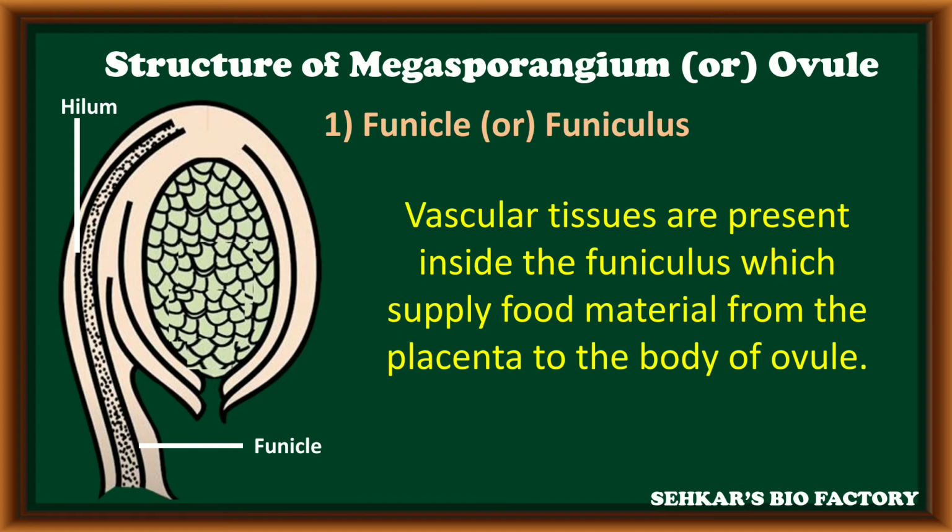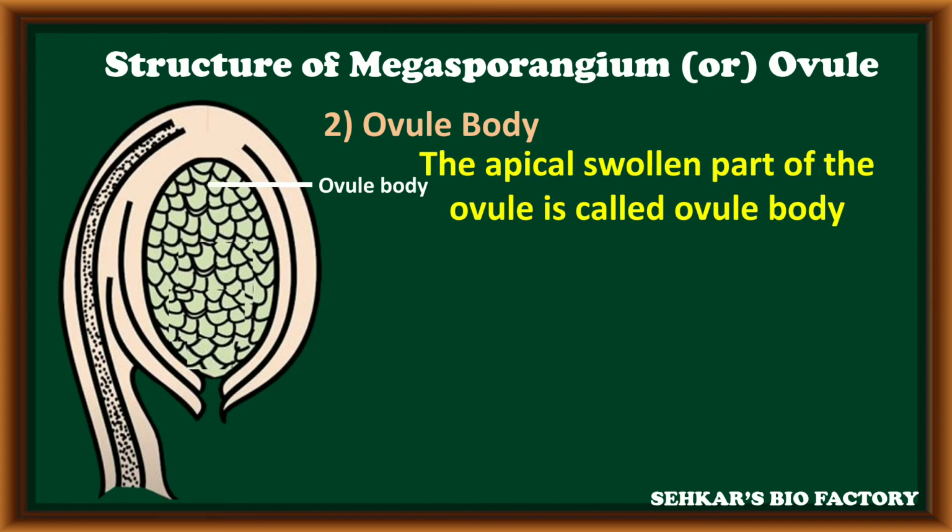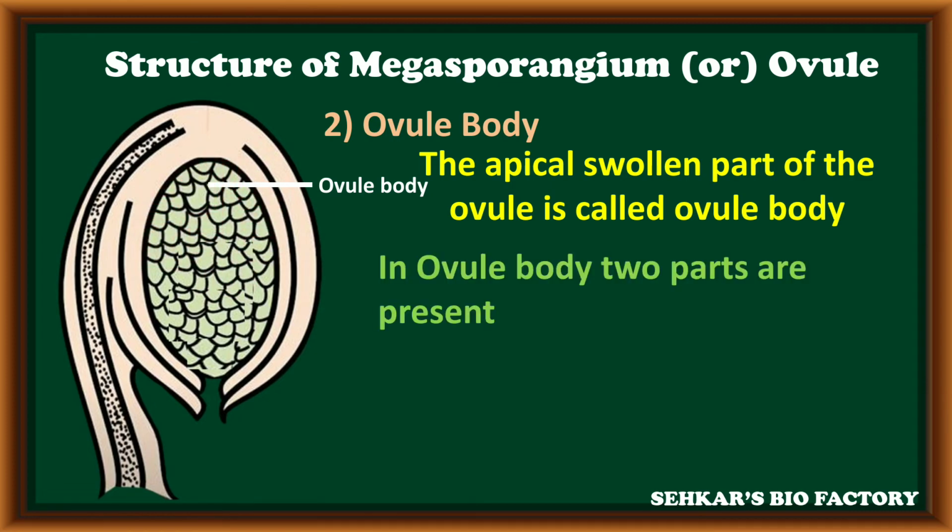The funicle contains vascular tissues inside its structure. This vascular tissue can supply food materials from the placenta to the ovule body. The second part is the ovule body. The apical swollen part of the ovule is called the ovule body. In this ovule body, basically two parts are present. One is called nucellus and the second part is integuments.